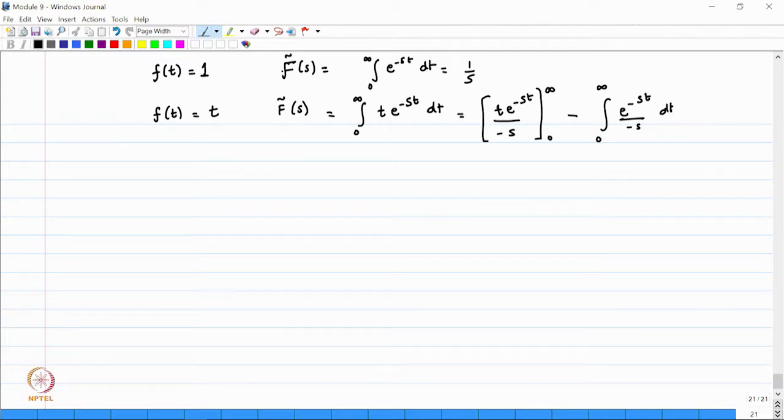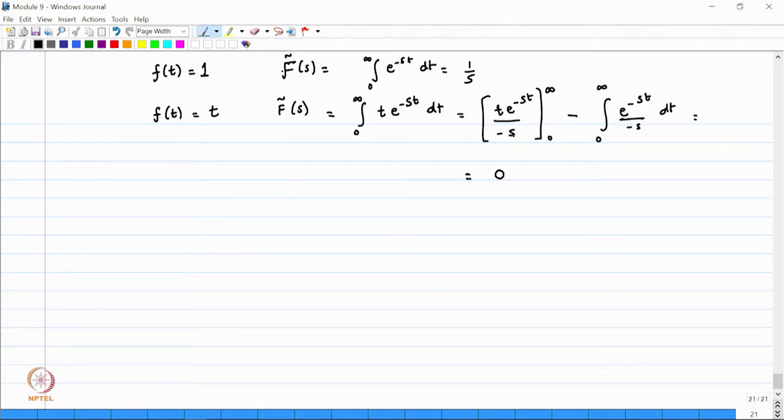So, now when you put t equal to infinity, then you have t e to the minus st. Now, e to the minus st goes to 0 and t goes to infinity, but this is an exponential in t, and that goes to 0 much faster than t goes to infinity. So, this is actually 0 when t equals infinity. When t equals 0, then this goes to 1, but this goes to 0. So, this boundary term is actually 0.